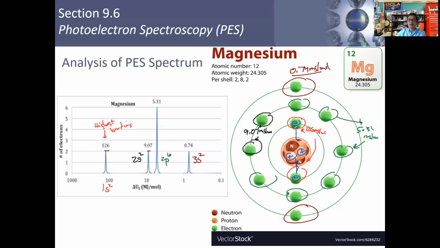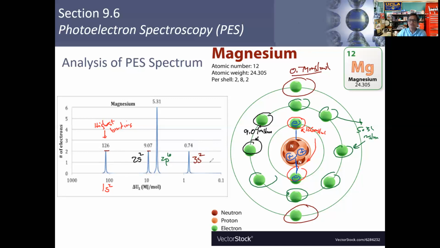Anyhow, make sure you review that from yesterday's lecture. And so that means the binding energy, this energy here, the greater the binding energy, the closer the electrons are to the nucleus. The smaller the binding energy, the further away they are from the nucleus.